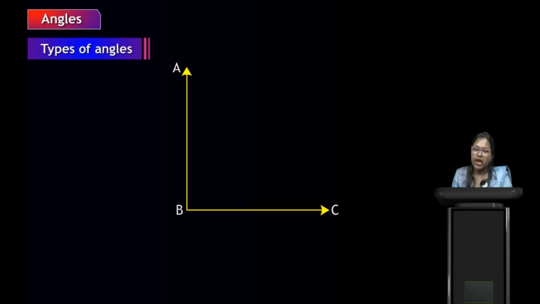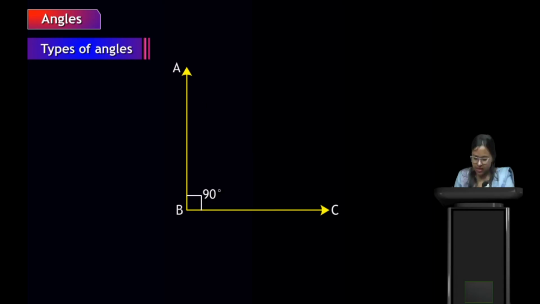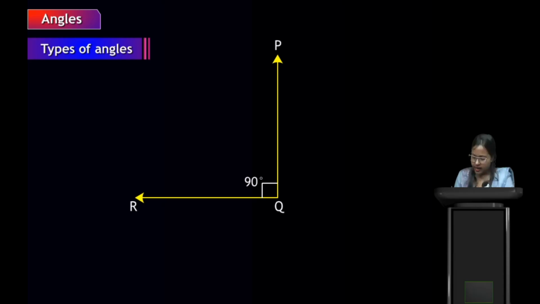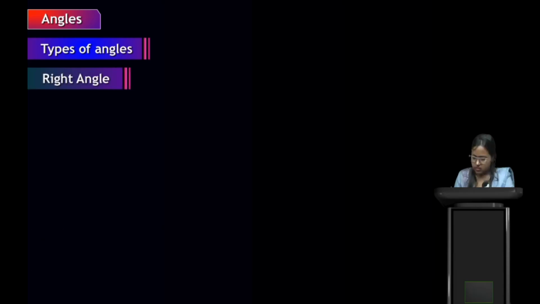Okay, now we will learn about some types of angles. Already you know, I think you can tell the name of this angle. What is the name of this angle? Can you tell by observation? Yes, this is 90 degrees, as it is forming 90 degrees. See here also it is forming 90 degrees. Same looking angles. These are called right angles.